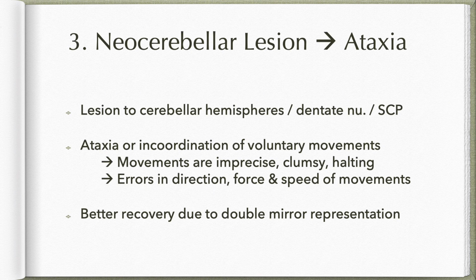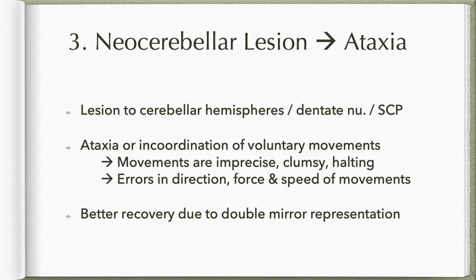The third type of lesion is the neocerebellar lesion, resulting in ataxia. Now here the lesion could be to the cerebellar hemispheres, especially the posterior lobe part, or it could be lesion to the dentate nucleus, or it may involve lesion to the superior cerebellar peduncles. So based upon this, the lesion may be localized within the cerebellum, that is, if it is affecting cerebellar hemispheres or dentate nucleus, or it may be involving pons or midbrain, because superior cerebellar peduncles will be in relation to pons and midbrain also. So lesion could be involving those parts of the brainstem.